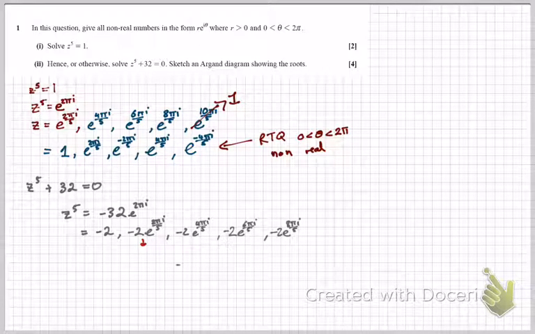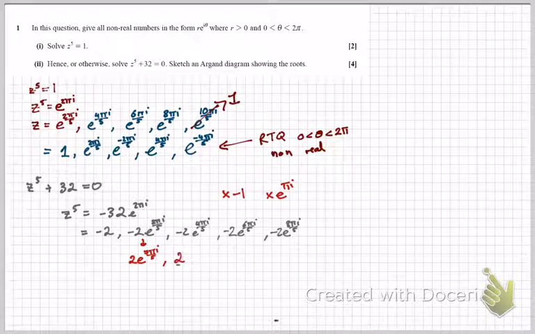But in the form we want it in, we want this r value to be positive. The r value is currently negative, so this doesn't work. So you can change negative 2 to be the same as 2 times negative 1. Timesing by negative 1 is the same as timesing by e to the pi i. So we can just change these negative 2's to 2's, but add pi to the argument. So we get 2 pi i over 5 plus 5 pi over 5, which is the same as adding pi, is e to the 7 pi i over 5.